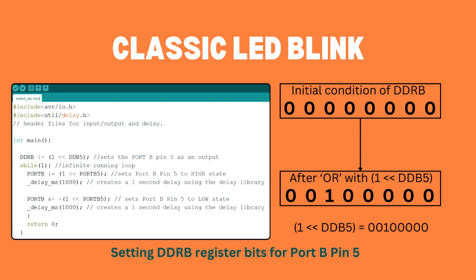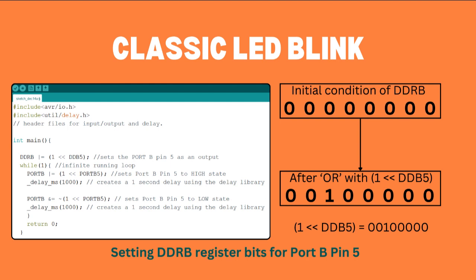In order to blink an LED, we'll achieve it through 3 steps. The first step is setting the DDRB register bit for port B pin 5. The second is setting pin 5 on port B to a high state, which is actually sending the high signal onto the port, and the third is setting pin 5 on port B to a low state.